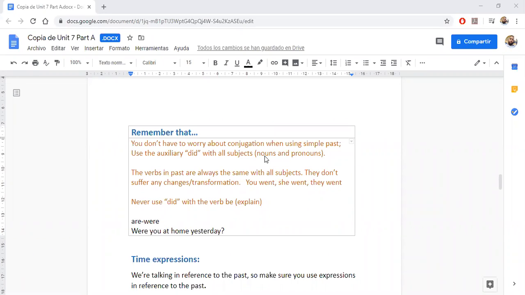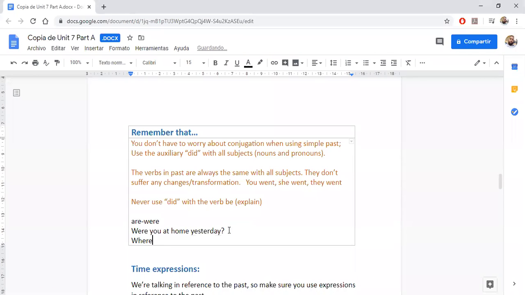No, it's not correct. We never use that. Look at my example. Where did you be yesterday? No, not at all. That's a disaster. So you can say, where were you yesterday? Where were you yesterday? So this is the correct form: where, WH word, verb to be, yesterday. This is how you're going to do it, okay?